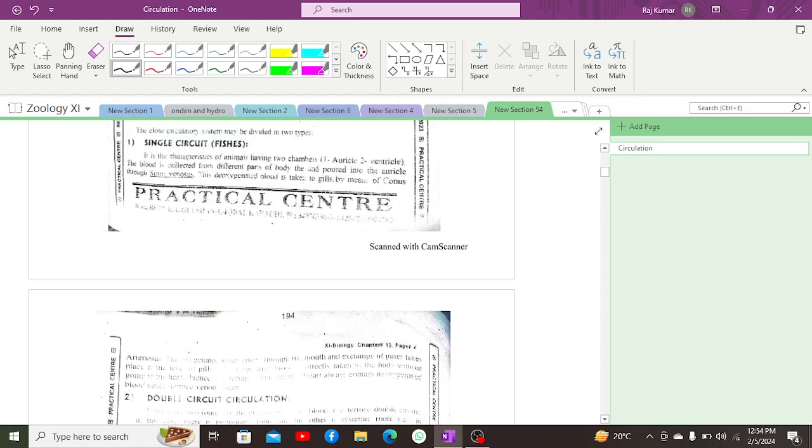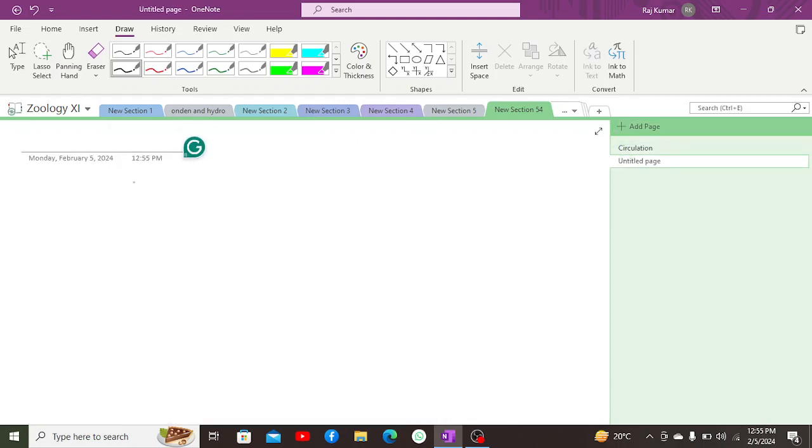single circuit circulation is a characteristic of animals having a two chambered heart, which basically consists of auricle and ventricle. The blood is collected from different parts of the body and poured into the auricle through the sinus venosus, and that sinus venosus basically is the part from where the blood enters the auricle. After the contraction of the auricle, by the way, this is the only heart which does not receive oxygenated blood. The single circuit heart does not receive oxygenated blood.